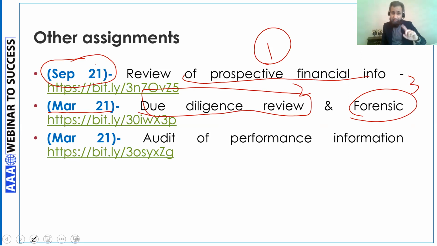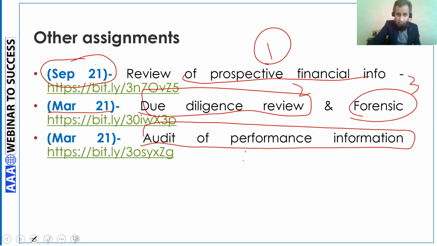And again, in the March 21 webinar, because I covered the other assignments over 2 days, I think day 4 and day 5, you will be looking at audit of performance information. That is the 4th. So all 4 assignments have been covered.